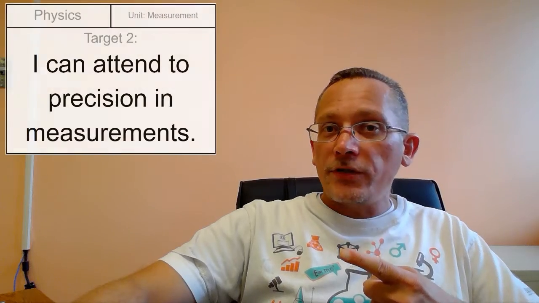Hey there, physics students. So today we have another lab activity that's going to help us to work with our significant figures that we've been working on. It's called the Circumference to Diameter Ratio Lab. It's going to help us to attain precision in measurements.